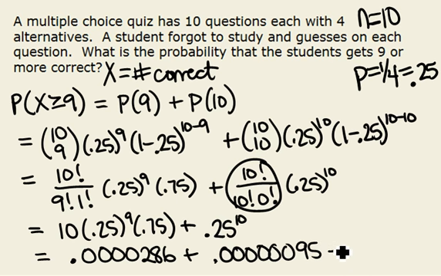So if we add them together, we get a total probability, which is still very small, of 0.0000296. So the chances of getting 9 or 10 correct, if guessing, is very low.